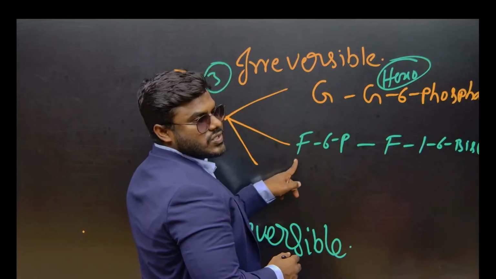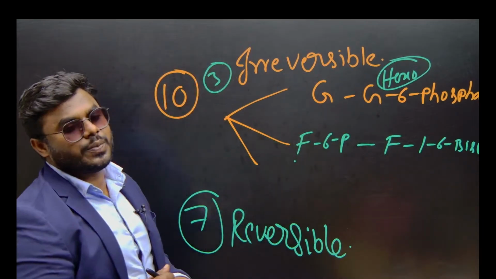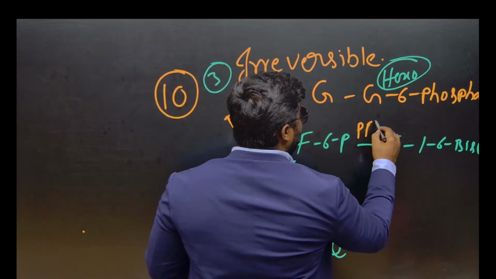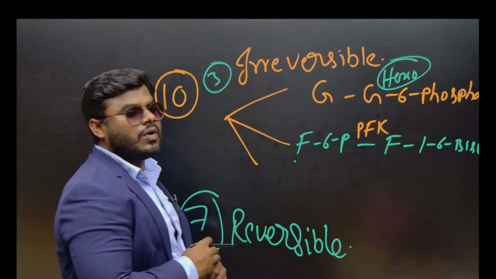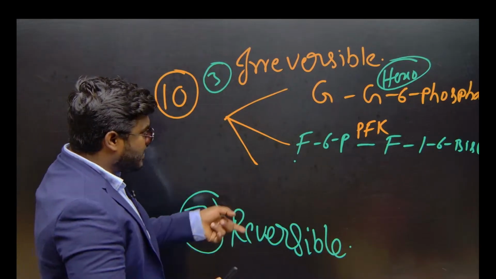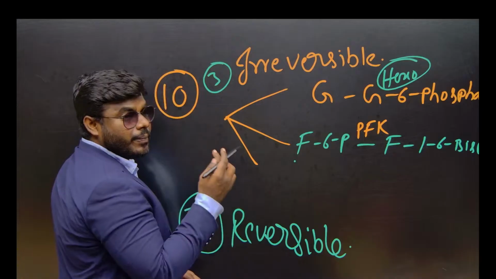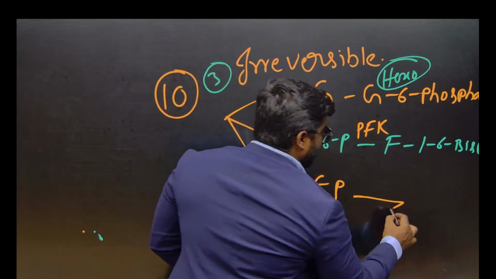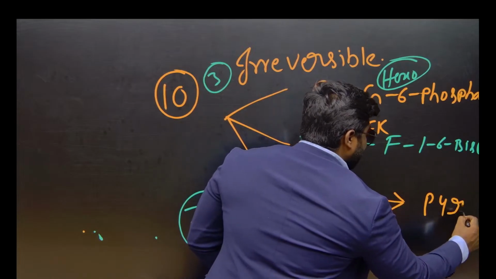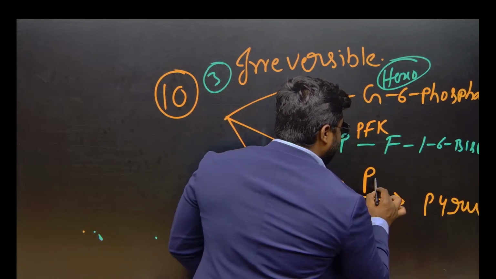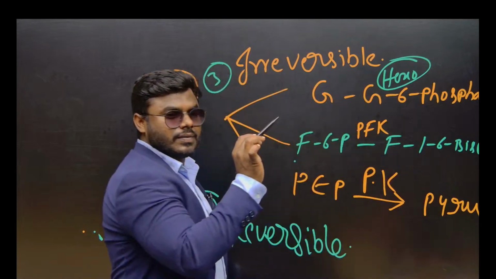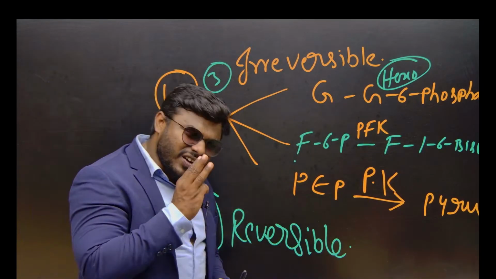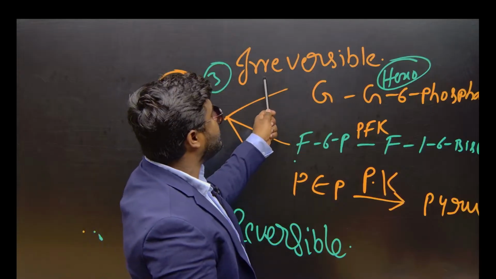Is it isomerase? No, this is not isomerase. Glucose 6-phosphate is converted by isomerase, but this step is catalyzed by PFK, phosphofructokinase. Then what is the 10th step? Phosphoenol pyruvate converted to pyruvate. The enzyme is pyruvate kinase. So among the 10 steps, 3 are what steps?